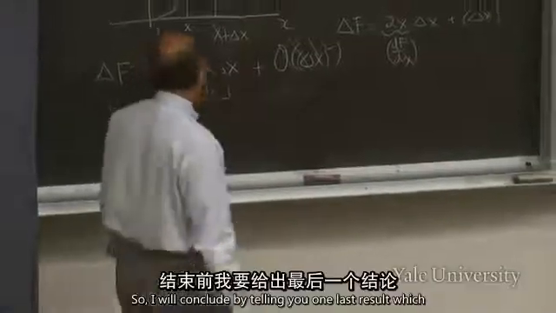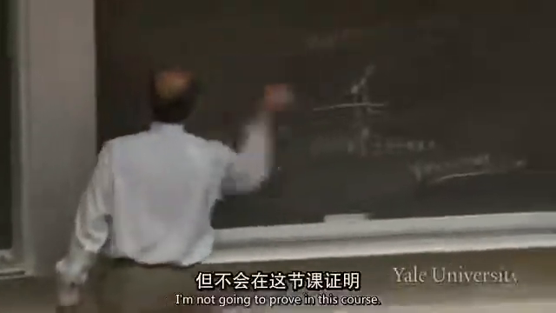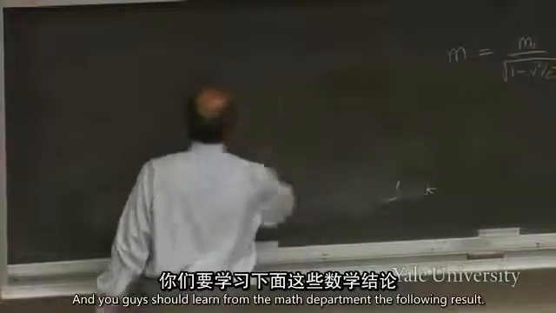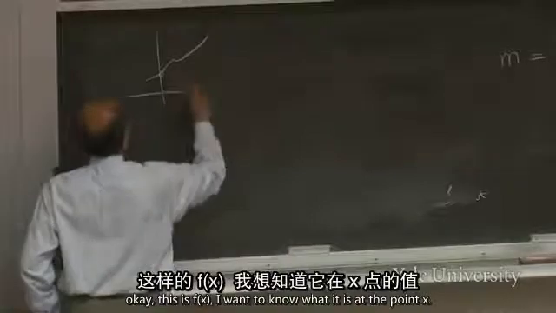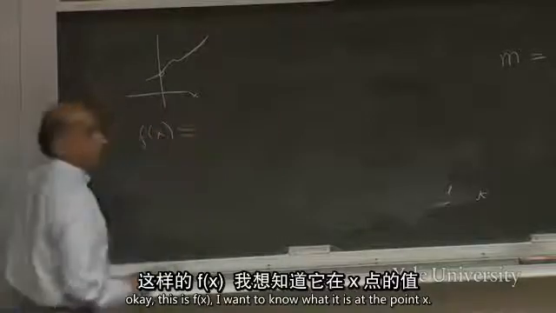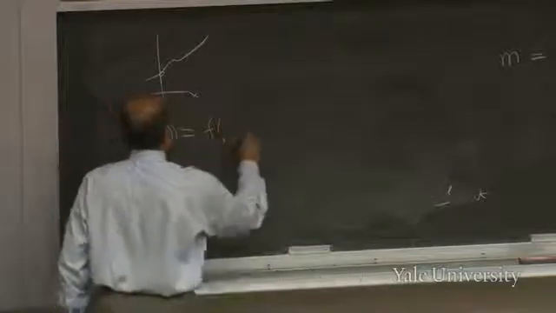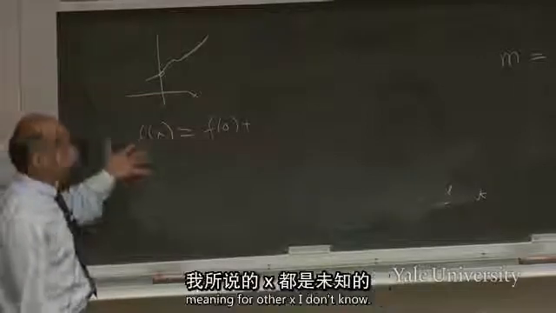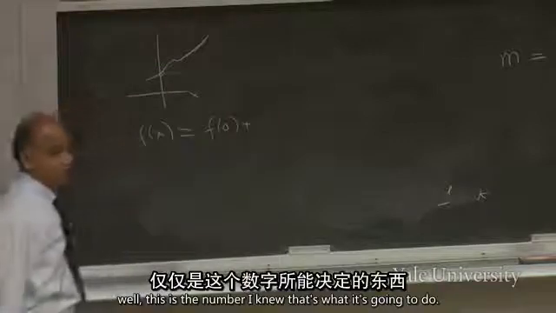So I will conclude by telling you one last result, which I'm not going to prove in this course, and you should learn from the math department. There is some crazy function, okay? This is f of x. I want to know what it is at the point x. I know what it is at the origin. If I know nothing else, how do I predict the future value of x, meaning for other x? I don't know. My best guess is, well, this is the number I knew, that's what it's going to do.